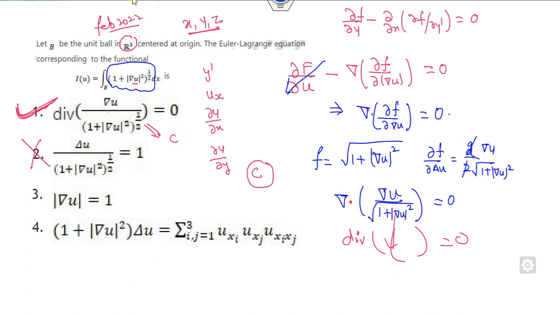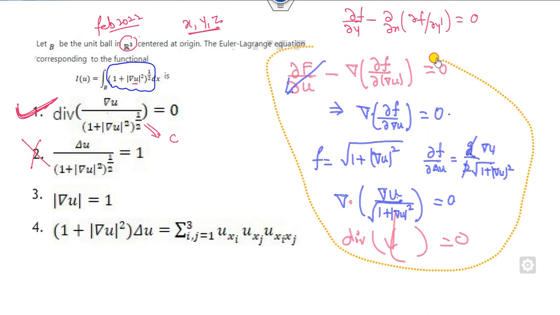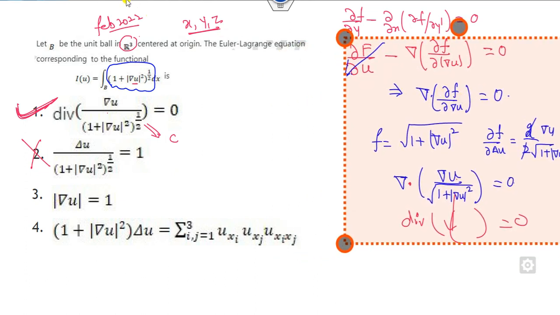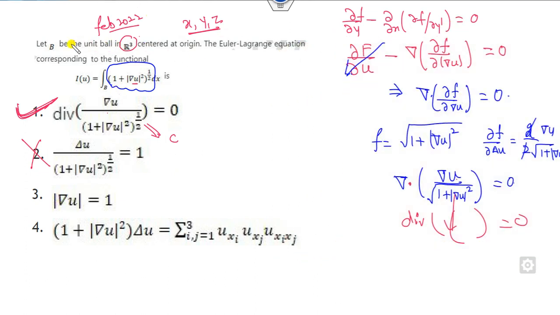Now look at the other options. So if I just clear this screen for you here. So what is the gradient of u? u, b is the unit disc centered at origin.